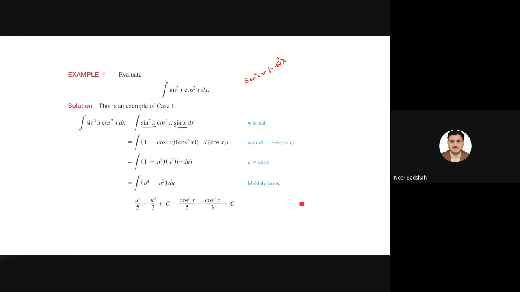And when you do that, you get (1 minus cos square x) into cos square x. Forget about this d cos x, you will be in trouble. What you do is simply make a substitution, and you take u equal to cos x. Then this gives you du equal to minus sin x into dx.